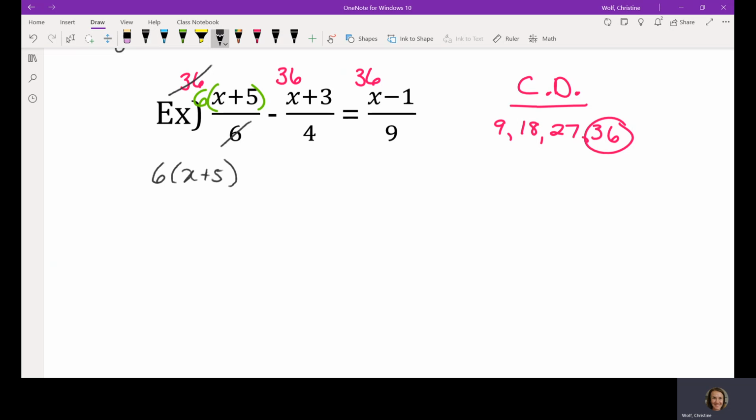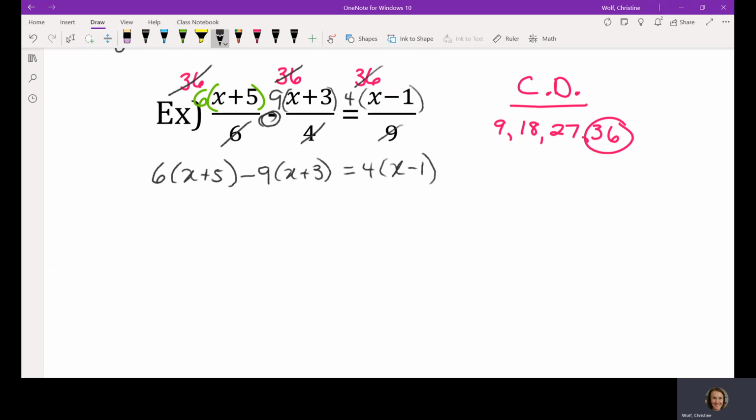Okay, this is where you have to really pay attention. 36 divided by 4 is 9. And that 9 is going to be multiplied into both of those terms. But watch, you don't miss out on that negative. It's a negative in between those two brackets, then the 9, then the x plus 3 in brackets. Over here, 36 divided by 9 is 4, so that 4 is multiplied into both of those terms, x minus 1. So that's what we get.